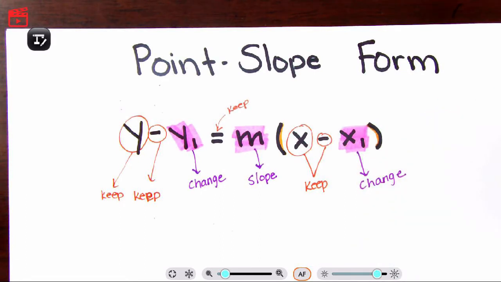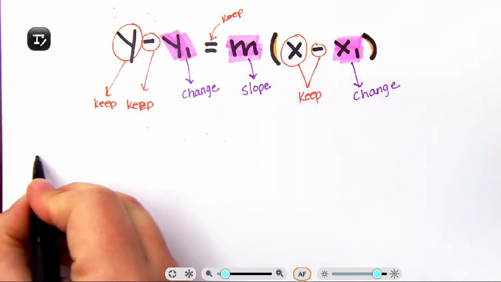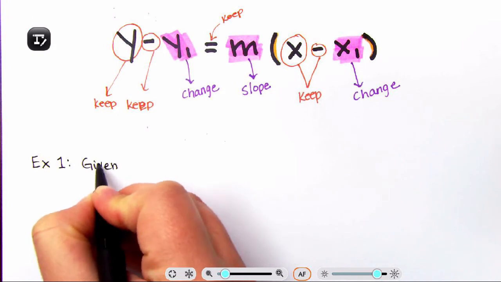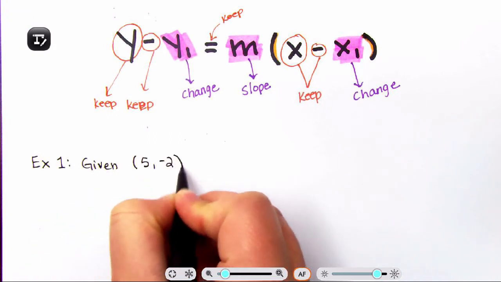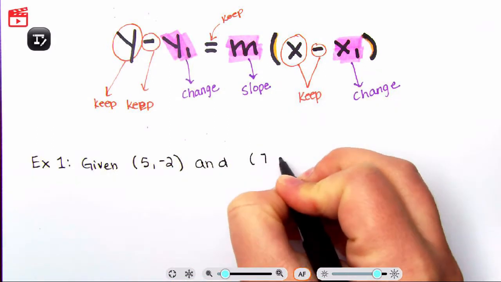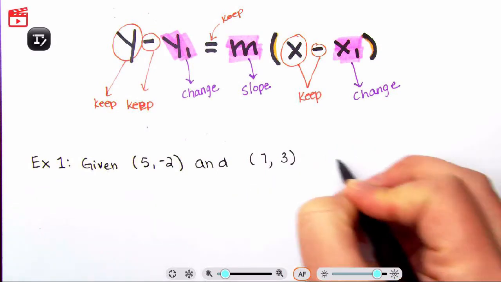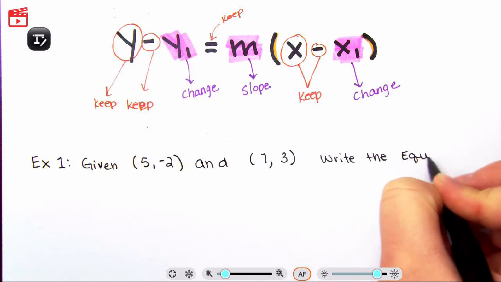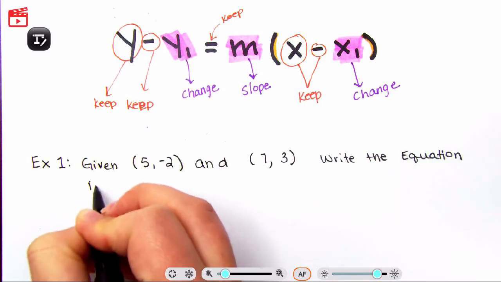So point slope form tells us two pieces of information. It tells us the point and it tells us the slope. So let's start out with example number 1. So given 2 points, 5 and -2, and 7, 3, write your equation in point slope form.